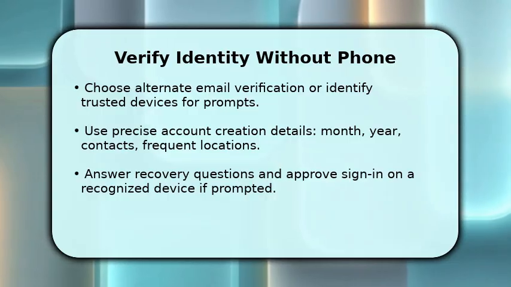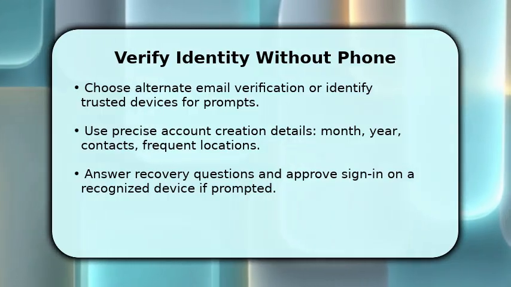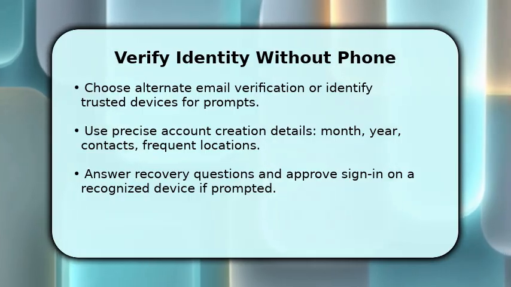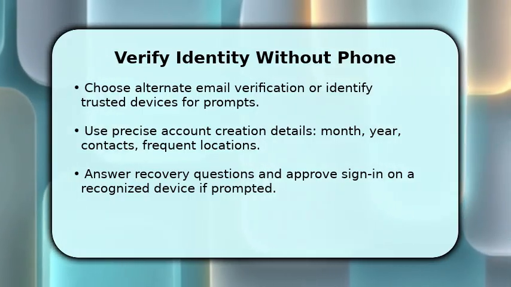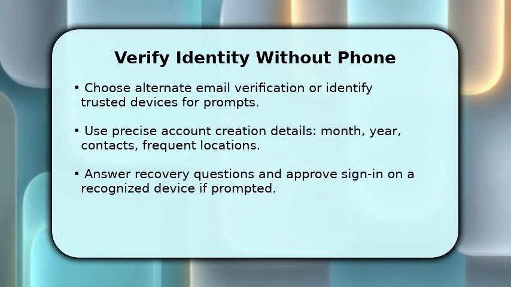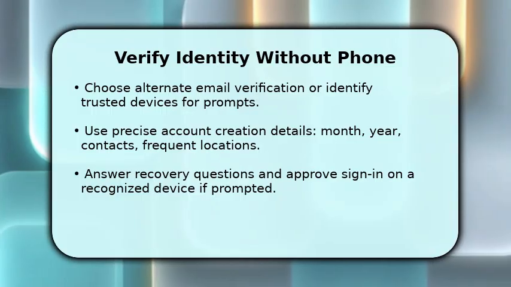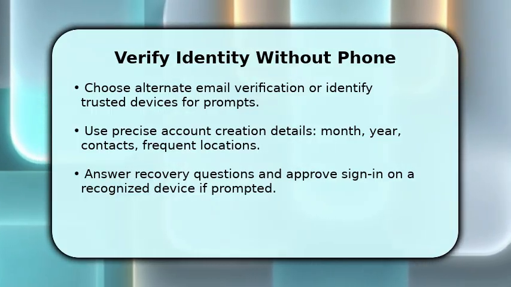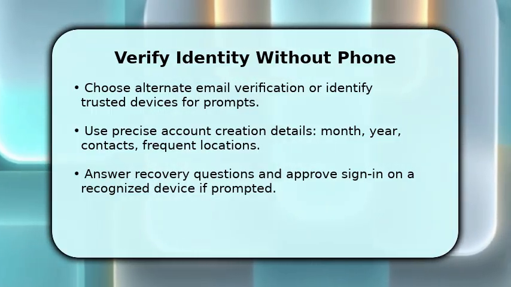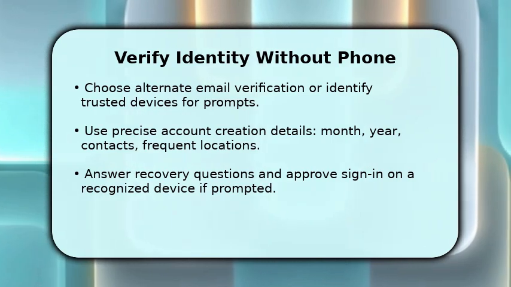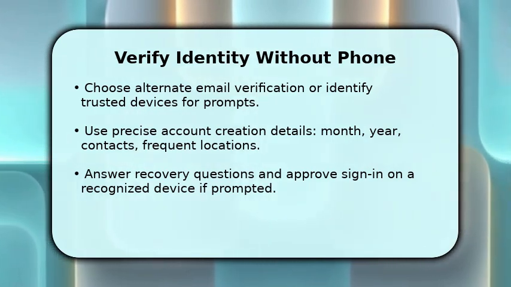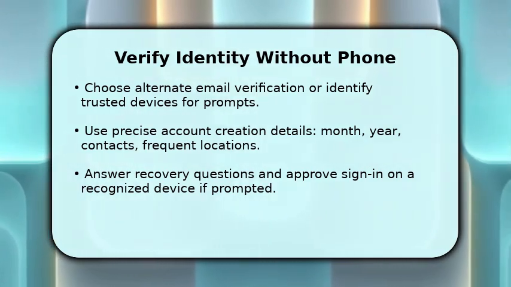Provide exact account creation details, month and year, commonly emailed contacts, and locations you use the account from, because accuracy increases success. When Google sends a verification prompt to a known device, approve it immediately. If asked to answer security questions, be truthful and concise. Small mismatches can block progress, so double-check spelling and date formats.